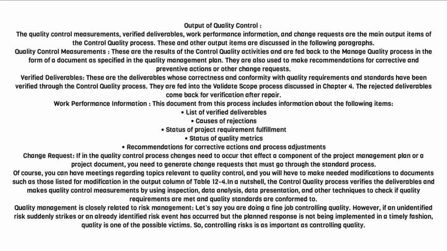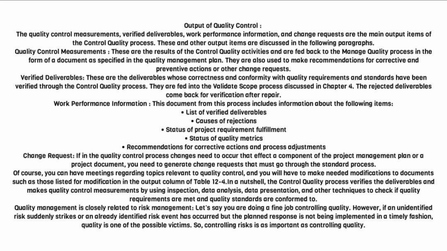Output of quality control. The quality control measurements, verified deliverables, work performance information, and change requests are the main output items of the control quality process. These and other output items are discussed in the following paragraphs. Quality control measurements. These are the results of the control quality activities and are fed back to the manage quality process in the form of a document as specified in the quality management plan. They are also used to make recommendations for corrective and preventive actions or other change requests.